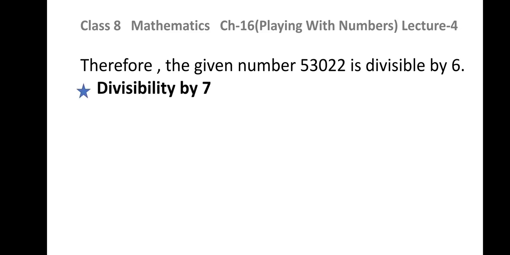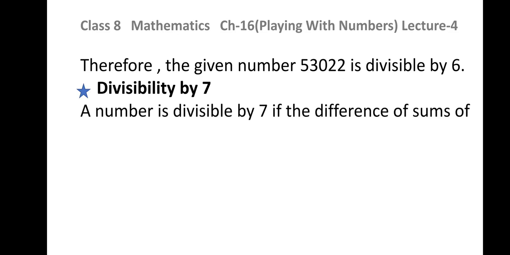Now, divisibility rule of 7. Divisibility rule of 7 and 11. These are very important, and dear children, please pay a little more attention while understanding the divisibility rule of 7 and 11. So let us see what this rule says.